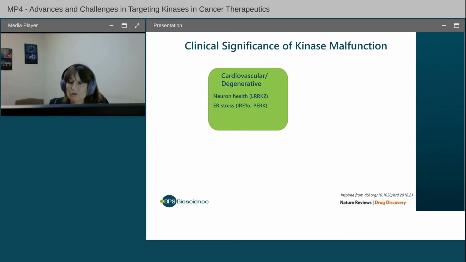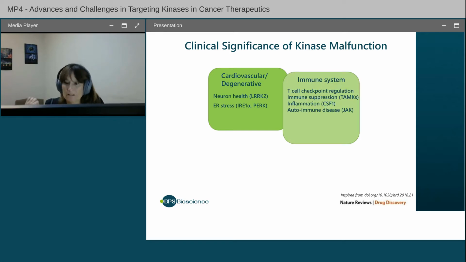So in cardiovascular and degenerative disease, for example, you'll find the kinase LRRK2 involved in neuron health, kinases that are involved in ER stress. They're involved in diseases of the immune system because they are part of the T-cell checkpoint regulation. They contribute to immune suppression, for example, the TAM kinases. They contribute to inflammation, as with CSF1, and they contribute to autoimmune disease.